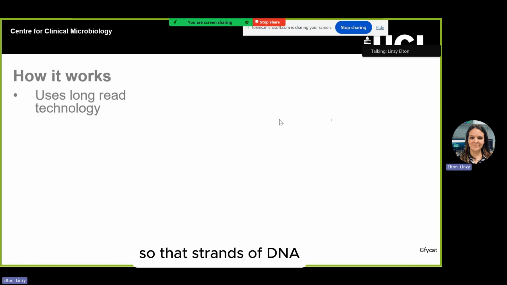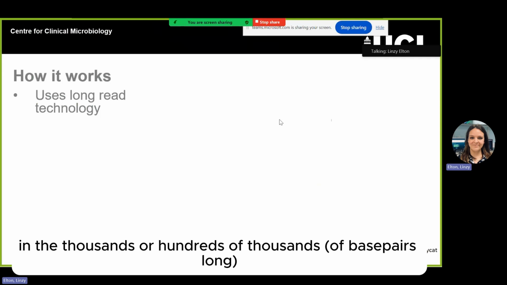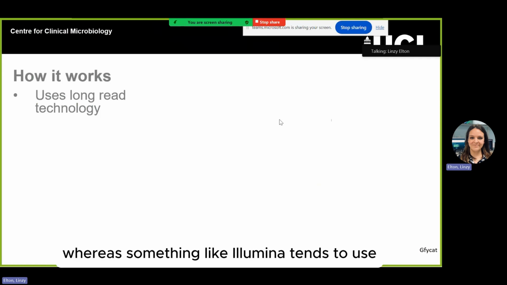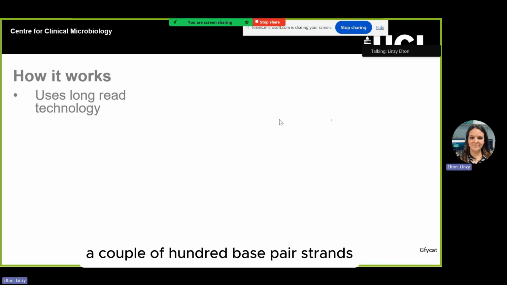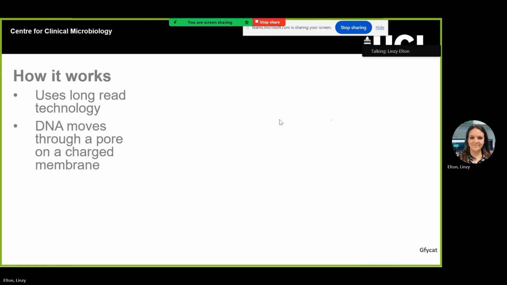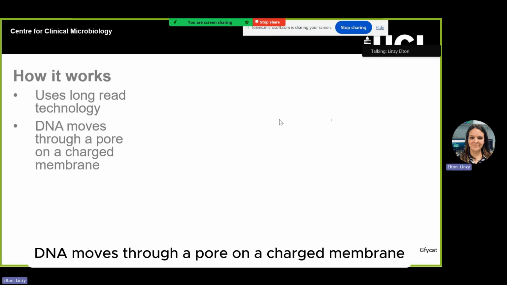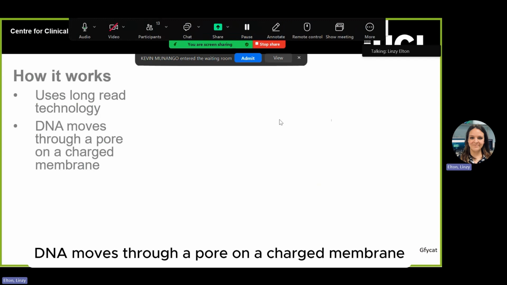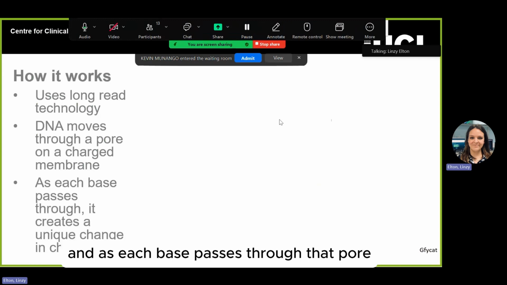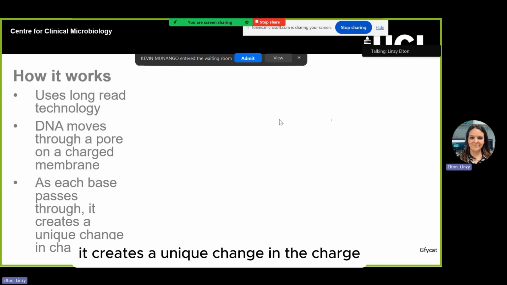So how Oxford Nanopore sequencing works, as I say, it uses long read technology, so that's strands of DNA in the thousands or hundreds of thousands of bases, whereas something like Illumina tends to use a couple of hundred base pair strands. DNA moves through a pore on a charged membrane, and as each base passes through that pore, it creates a unique change in the charge.